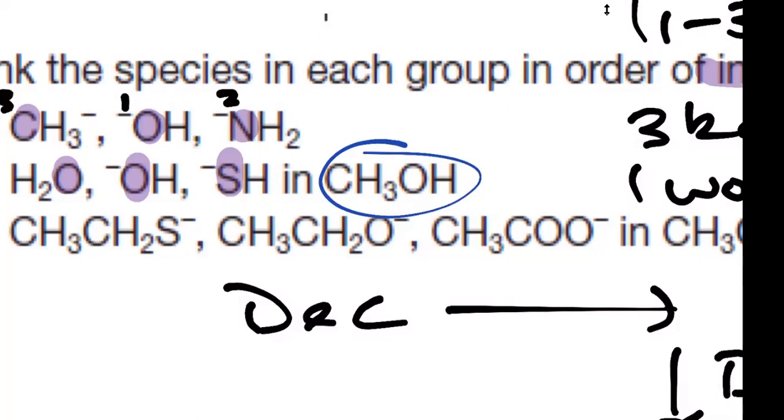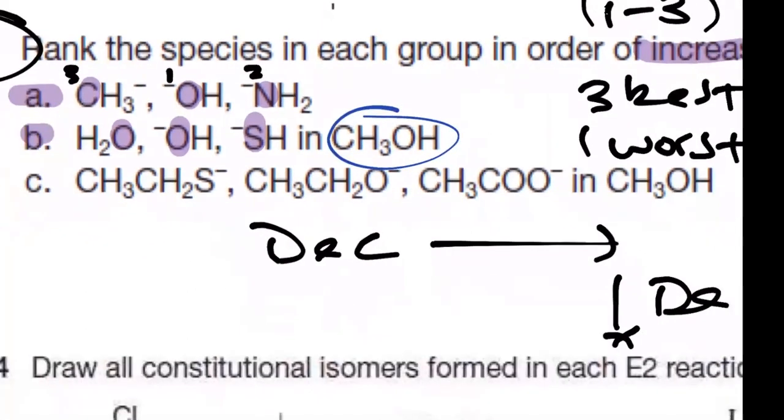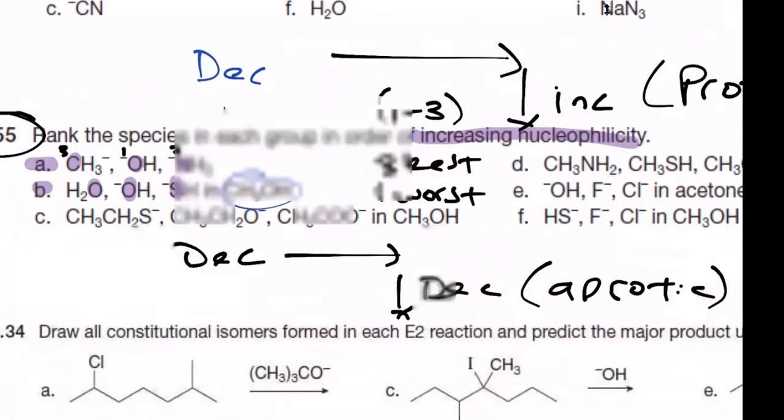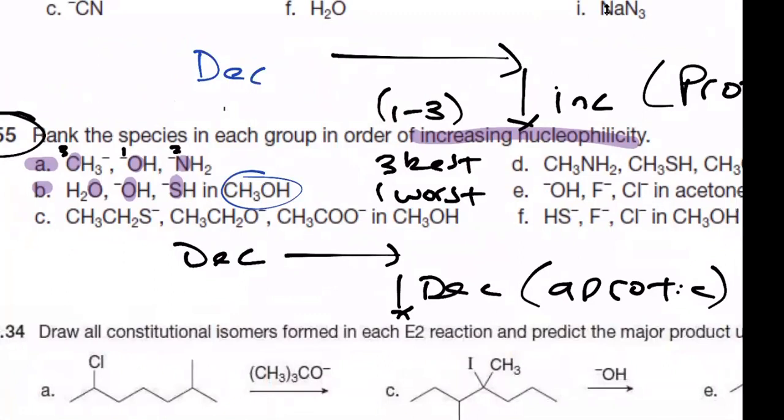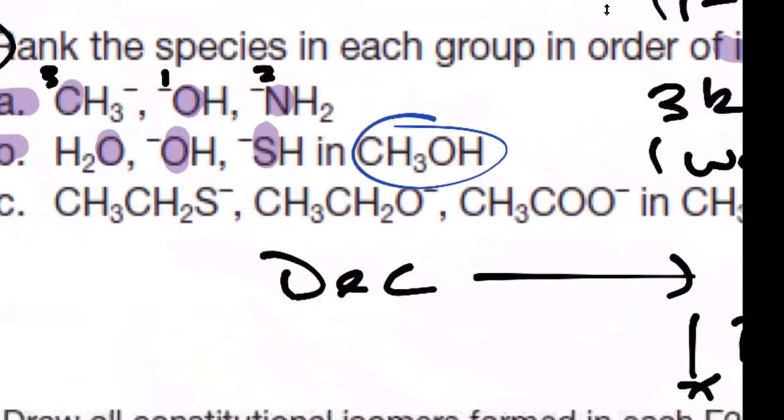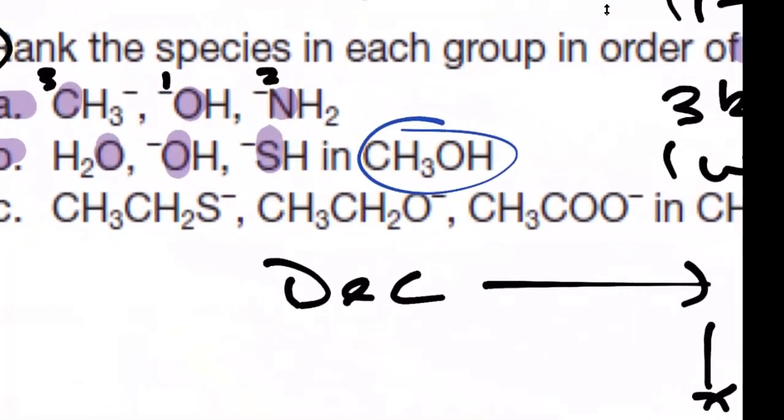The trend in protic solvents is decreasing from left to right and increasing from top to bottom. So as the atom gets bigger, it becomes more nucleophilic. So sulfur is under oxygen. Therefore, it's more nucleophilic in a protic solvent than oxygen would be. All right, so this is going to be 3. That's my best nucleophile in this solvent.